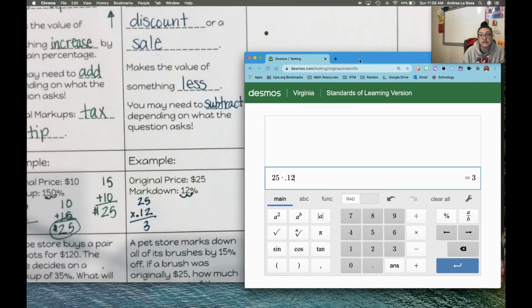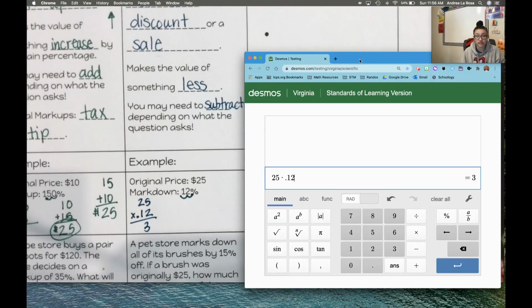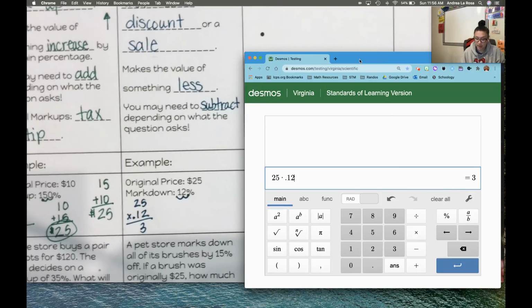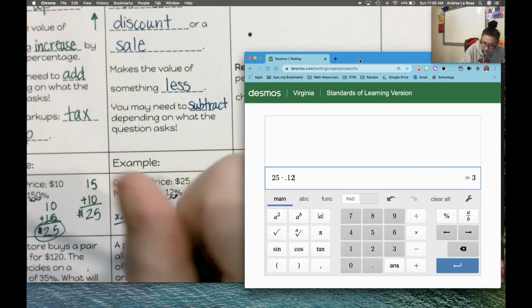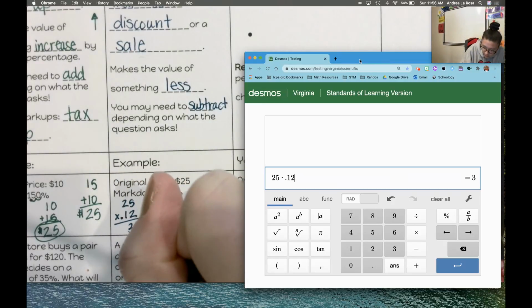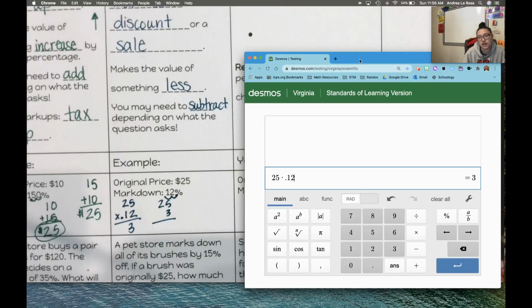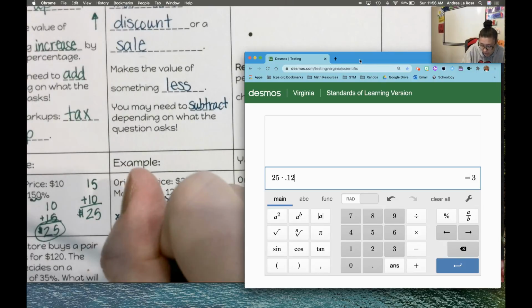So 3 is the amount of the markdown. That's not how much it's really going to cost. That's the amount of my markdown. So if I want to figure out the total price, the total cost, I would take that 25 and would I add or subtract that 3? Yeah, I'm going to subtract it.